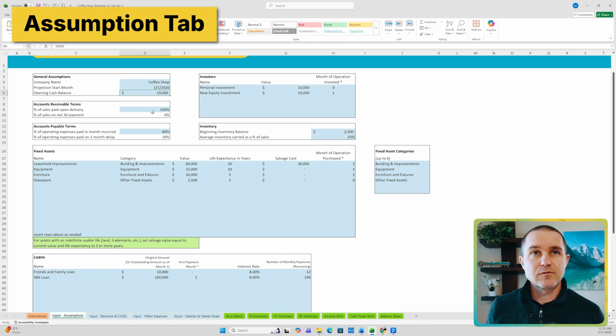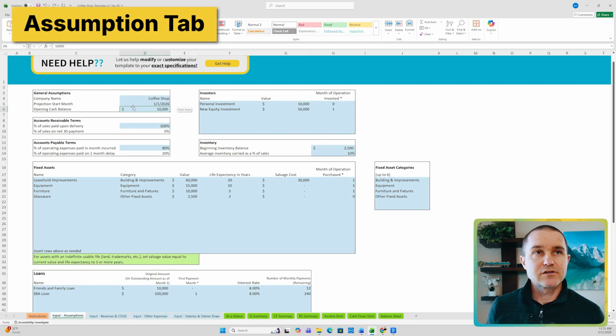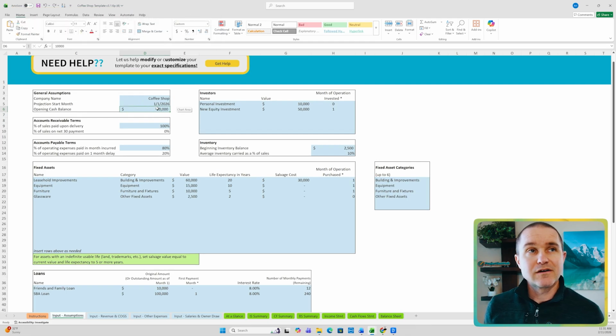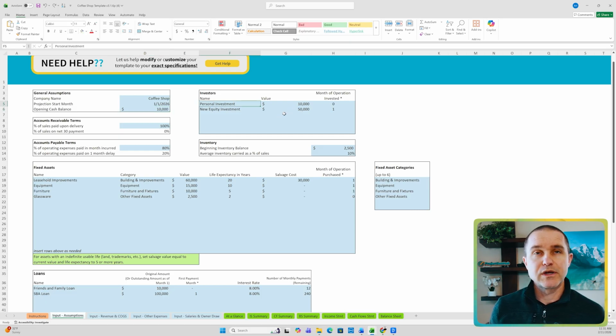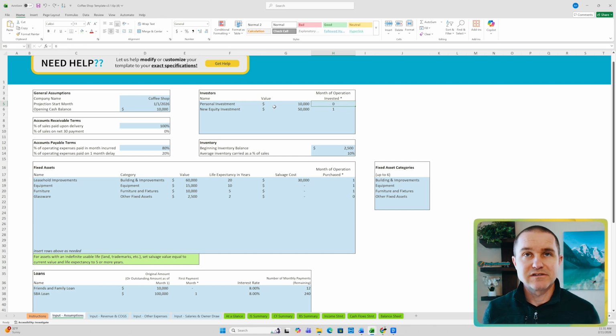So the first thing we're going to look at here, we're going to set our start date. We can set an opening cash balance if you're already open. You can set how much investment you are putting in personally. So if you put month 0, that means you've already invested it. So for example, this is probably the way this would work: I put 10,000 in, but it's all just sitting in the cash account right here in the checking account to seed the business, right?